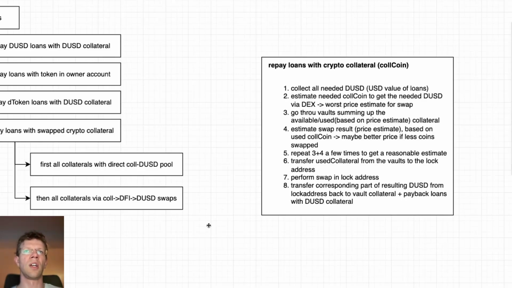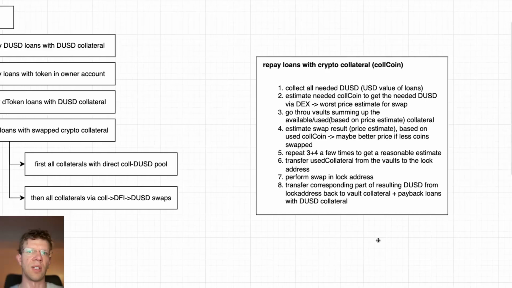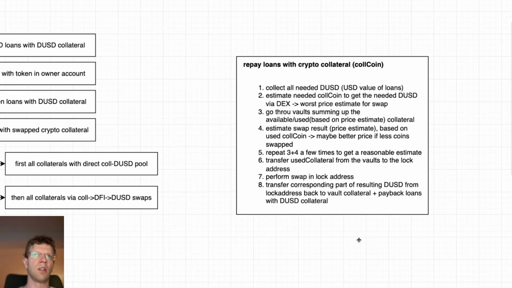So first, let's go through the actual points, and then I have a bit of a graphic to make it easier to understand. The overall idea is that I don't go vault by vault, take collateral, swap it, pay back, next vault, because then the first vault would get a good price because it gets the first swap, and the last vault gets the worst price because of all the others swapping before it. And I think that's not fair to have the random number and someone is the last in line.